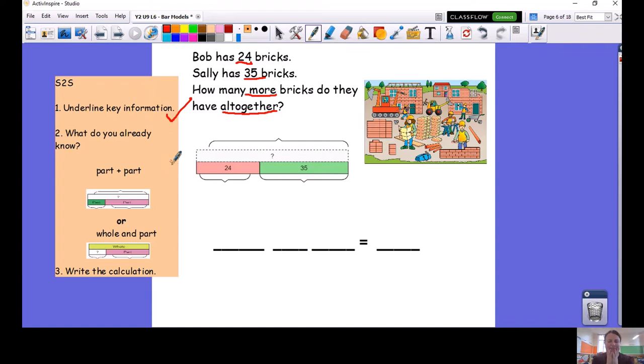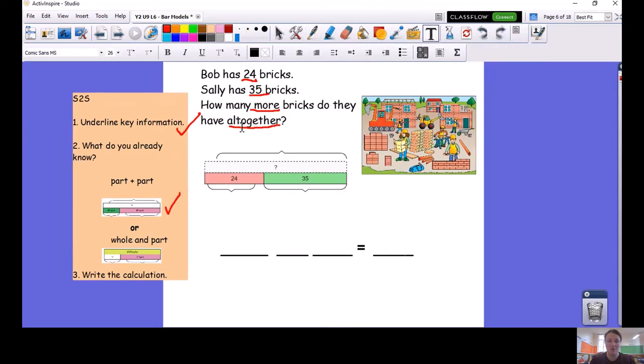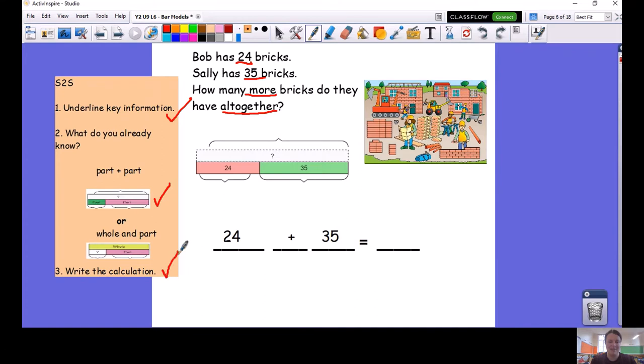Well, what do I know already? Looking at this, if Bob has 24 bricks and Sally has 35 bricks and I have to put them together, then that means I have two parts. And I know as soon as I've got two parts, it is an addition question. So I've got two parts and no whole. So I need to work out what they add up to altogether. So this time round, I've got 24 and I'm adding 35. And that's my calculation. And I've finished my last step.